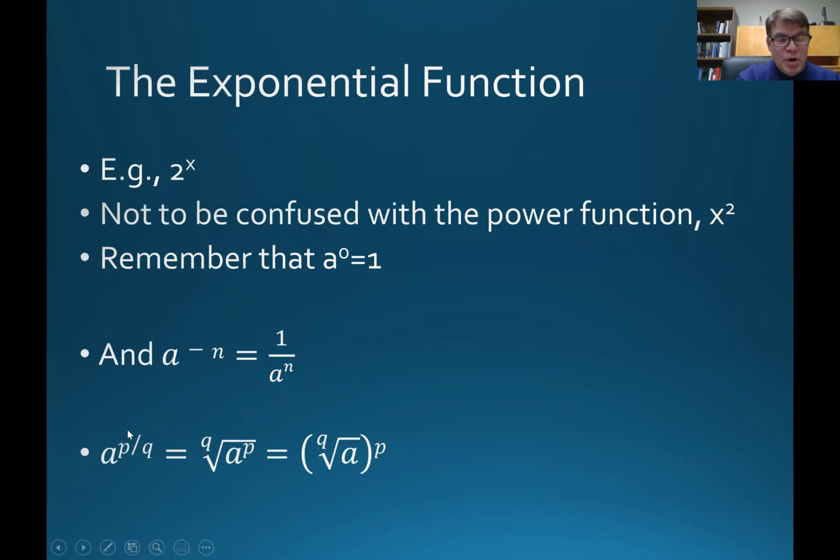Okay, so also remember that a to the p over q is the same as the qth root of a to the p, or the qth root of a raised to the p power. You can do it either way. But basically, the p is a power and the q is a root in that particular format. So these are things that you learned somewhere, probably in pre-calc, before you even got to calculus.